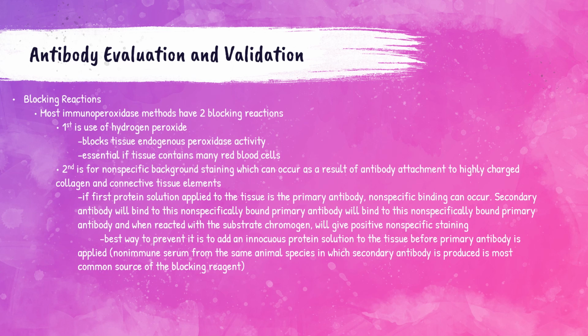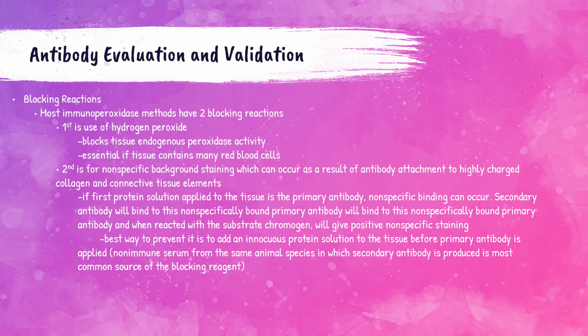Most immunoperoxidase methods have two blocking reactions. The first blocking reaction is from the use of 3% hydrogen peroxide. This is usually prepared in absolute methanol. This helps to block tissue endogenous peroxidase activity. And again, endogenous peroxidase is the naturally occurring peroxidase activity within the tissue sample. If the tissue sample has a lot of red blood cells, this first blocking reaction is absolutely necessary.